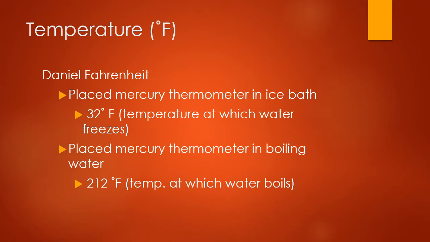So looking at temperature, we're going to do some temperature conversions. We're going to talk about Fahrenheit first. And Fahrenheit is the temperature that we usually use here in the US. It was developed by Daniel Fahrenheit, named after him obviously. What he did was he placed a mercury thermometer in an ice bath, and he realized that at 32 degrees Fahrenheit, that was the temperature at which water freezes. He then also measured the temperature of water boiling, and it was 212 degrees at which water boils. So these two values you're going to want to remember. 32 degrees Fahrenheit for water freezing and 212 degrees Fahrenheit for water boiling.